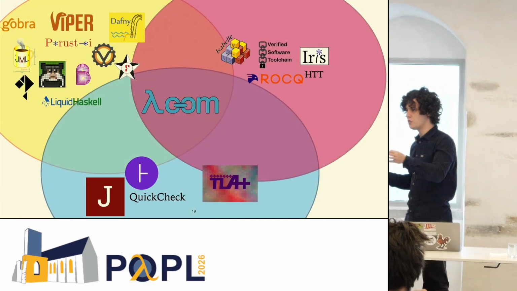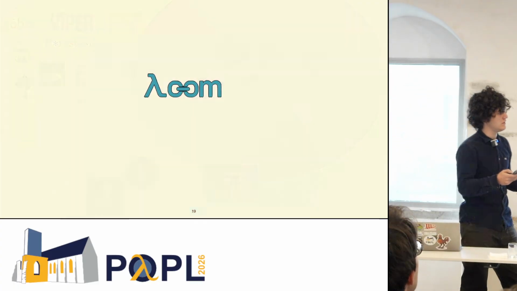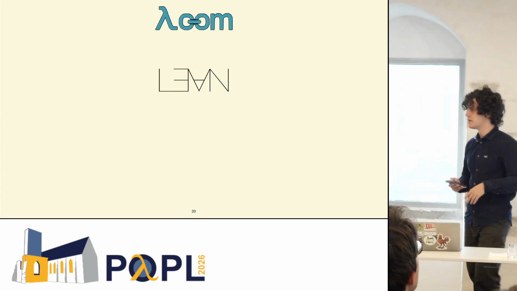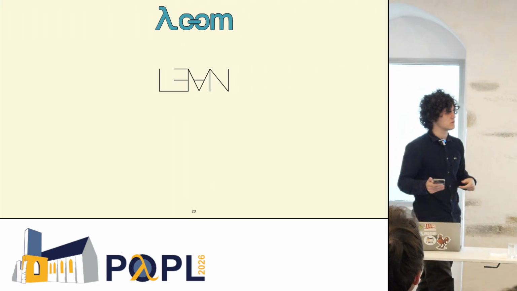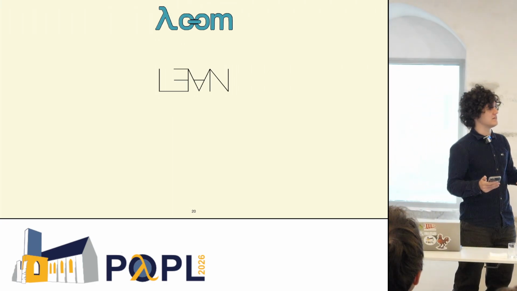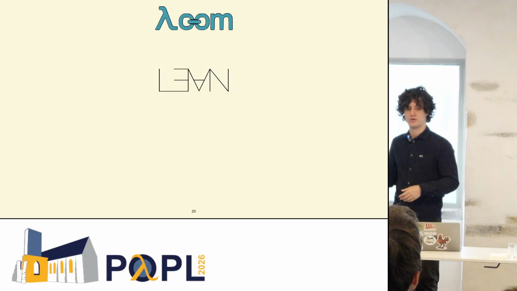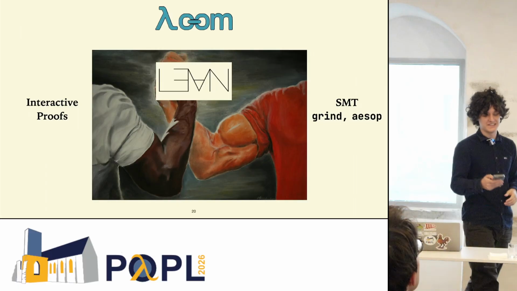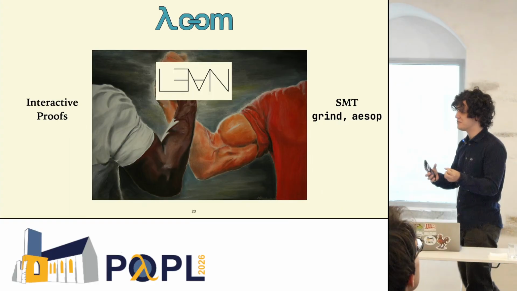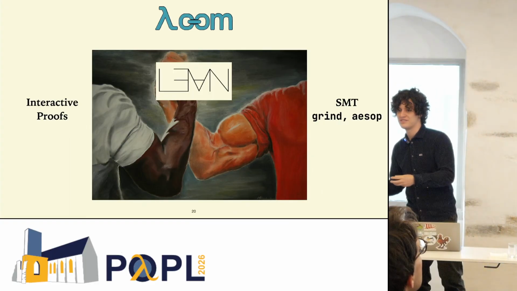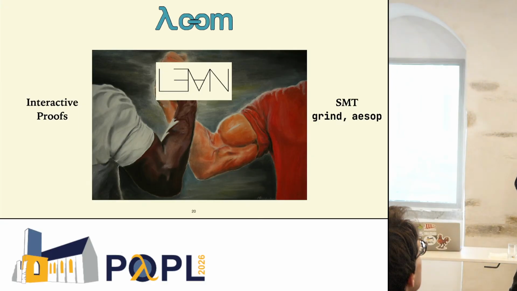So basically, the tools which we build on top of Loom are multi-modal verifiers. And now you might be asking, how do we combine, for example, interactive proofs and automation? Well, the answer is on this slide already. We built Loom on top of Lean. Because in Lean, you get a very nice way to mix interactive proofs together with such powerful automation like SMT and with proof reconstruction, or grind and aesop.